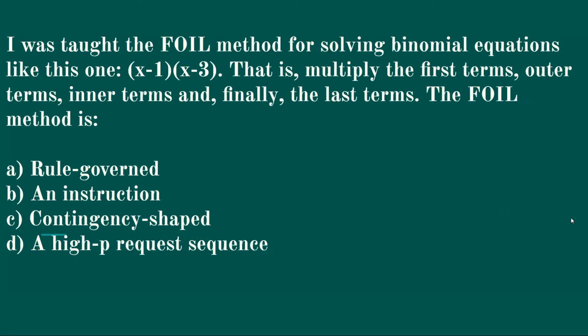I was taught the FOIL method for solving binomial equations. You guys remember that? X minus 1. First, outside, inner, last. Yeah, exactly. Okay, I do actually remember. It says it right here. That's why it turns first, outer, inner, last. That's from a long time ago. Yeah, see, it's stuck in your head. Yes, it is. Okay, well, is the FOIL method rule governed, an instruction, contingency shaped, or a high-p request sequence? I'm sure you guys already know this.